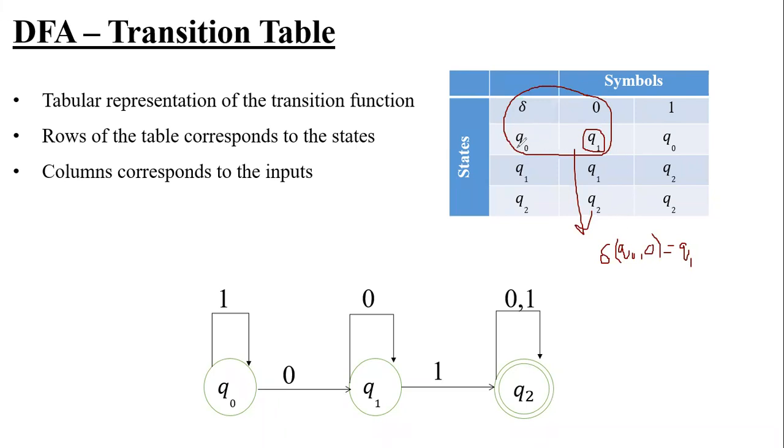So for every state, we have to determine the input symbol and what the next state might be. The next states are at the intersection of the state and the input symbol. So these are the outputs. At the intersections of Q0 with 0 and Q0 with 1, and for Q1 with 1, we have Q2, and for Q2 with 1, we have Q2 as well. So this table is the tabular representation of the transition function.